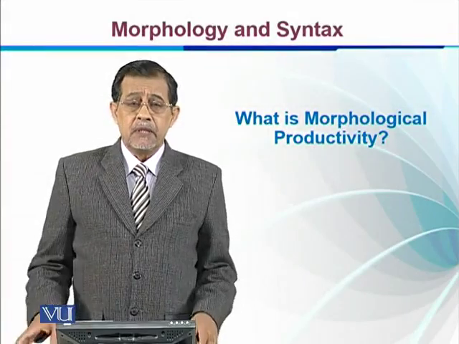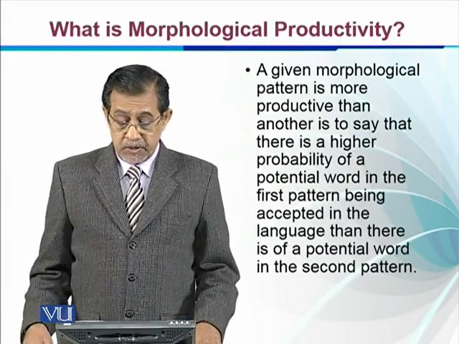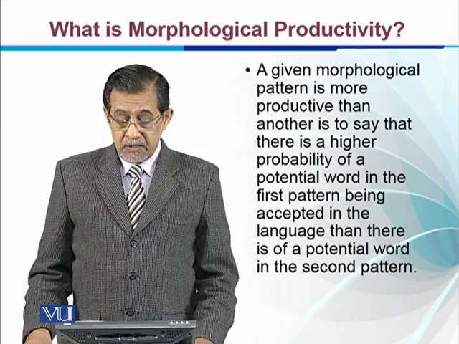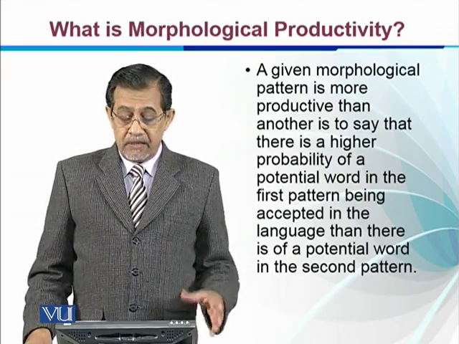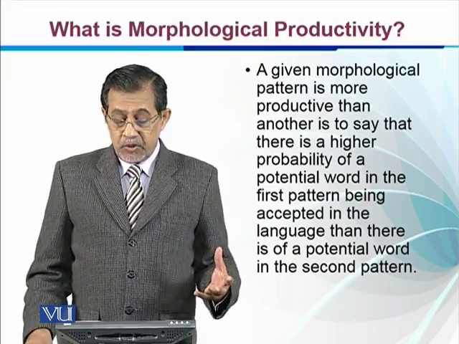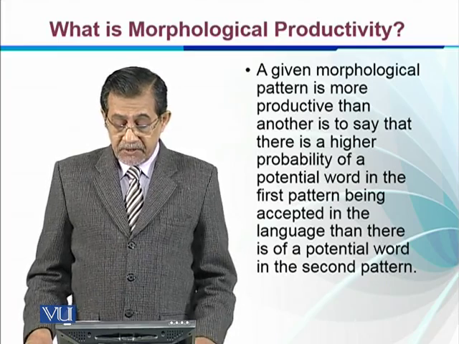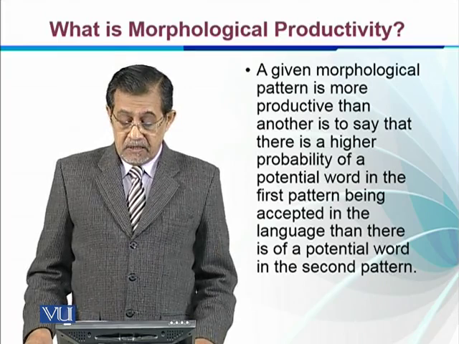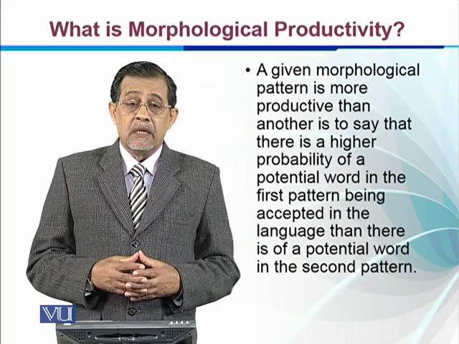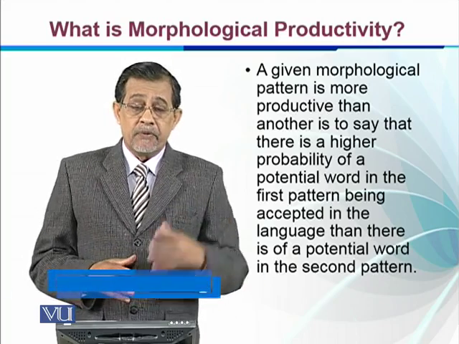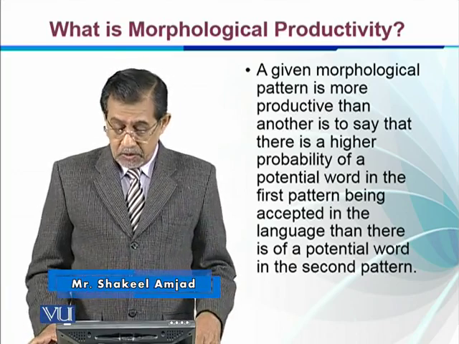What is morphological productivity? How do we have more and more words? To say that a given morphological pattern is more productive than another is to say that there is a higher probability of a potential word in the first pattern being accepted in the language than there is of a potential word in the second pattern. So if we have received a word, that is more productive than the word which has potential to be taken in the language.